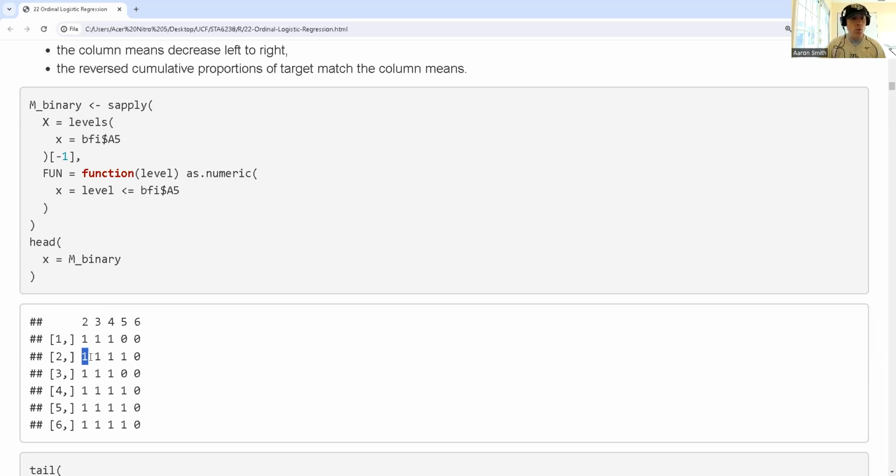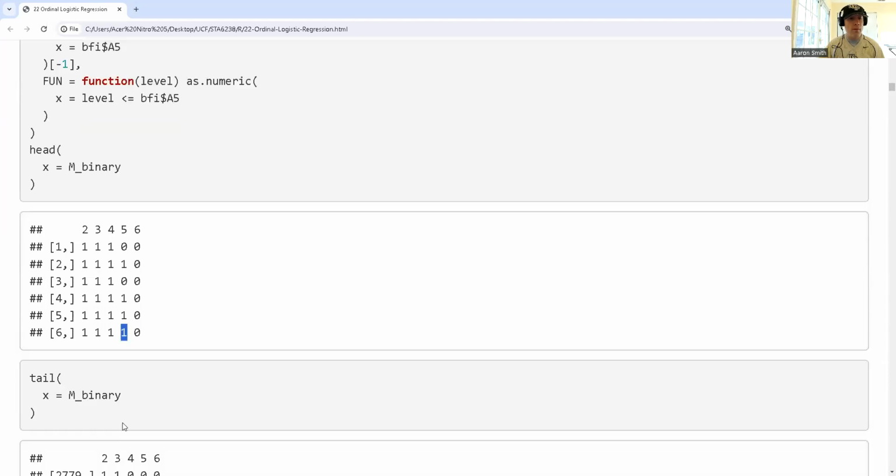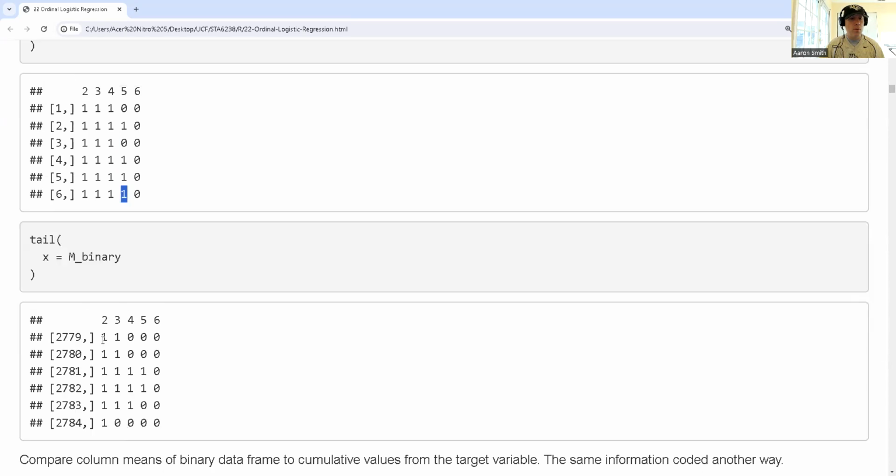Now 2 or greater, 3 or greater, 4 or greater, 5 or greater, less than 6. All right, so I know it was level 5, level 4, level 5, level 5, level 5, and just to get some variety, level 3, then level 3, level 5, level 5, level 4, level 2. If it was level 1, it would have been all zeros.